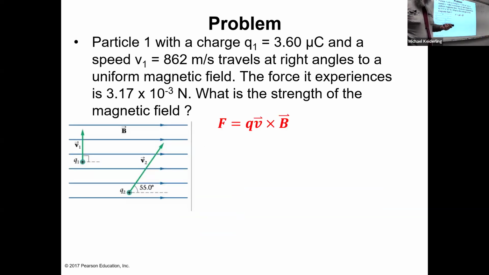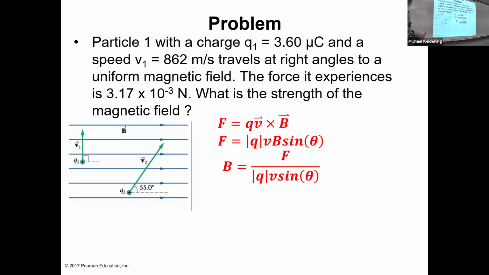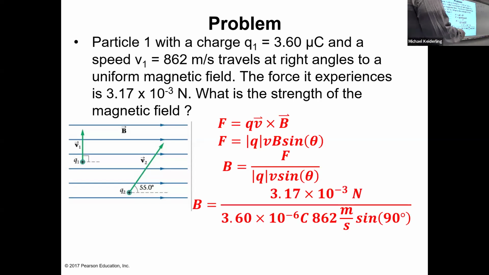So force is charge times velocity cross magnetic field. So the magnitude of force is charge times velocity times B sine theta. Well, I forgot to put a vector arrow on top of the force. So magnetic field is force over charge times velocity times sine theta. So 3.17 times 10 to the minus 3 newtons divided by 3.60 times 10 to the minus 6 coulombs times 860 meters per second times the sine of 90 degrees gives you a magnetic field of 1.02 Tesla, which is a pretty big magnetic field.